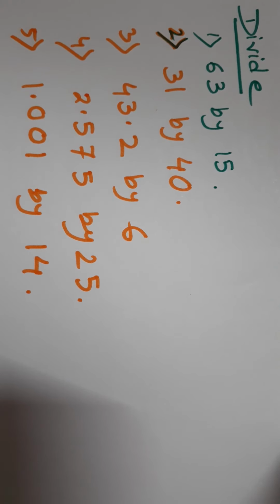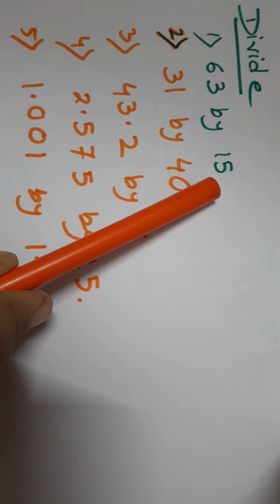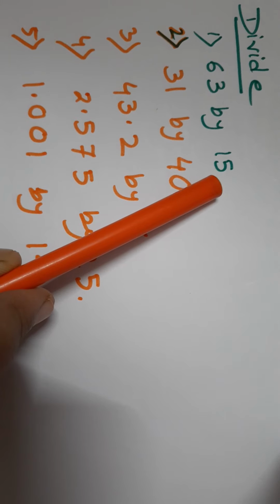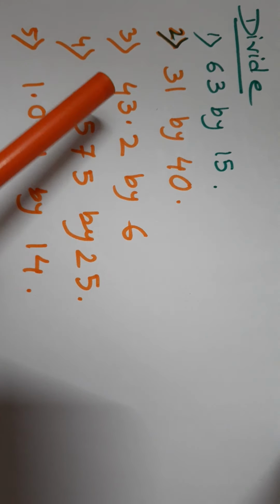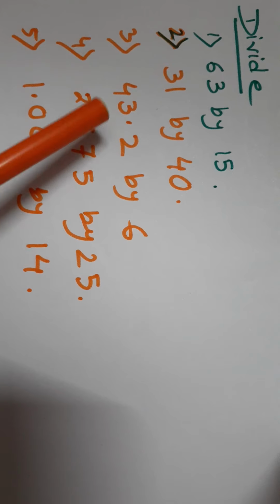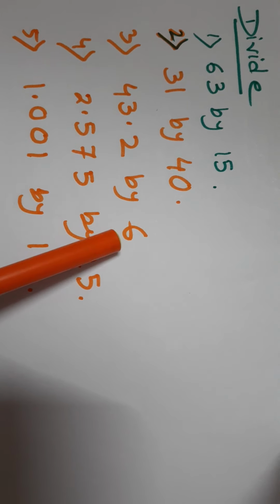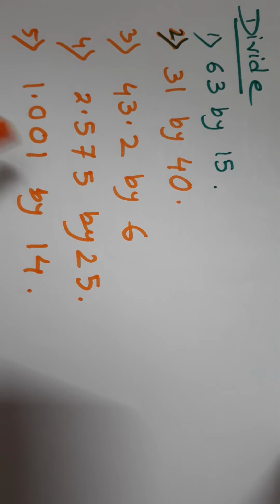Now students, we will see what will happen if we are dividing any whole number by any whole number, that we know. If we are dividing any decimal number by a whole number, we will see what to do. And if we are dividing a decimal number like 1.001 by 14, then what will happen? So let's start from the beginning.